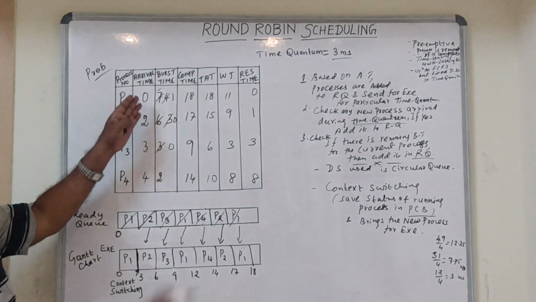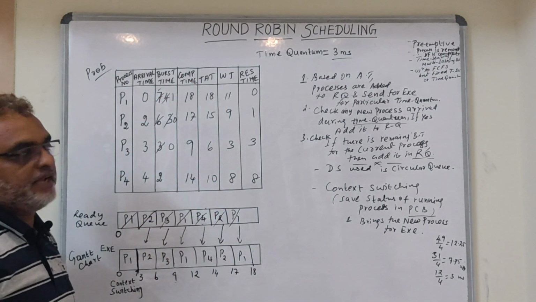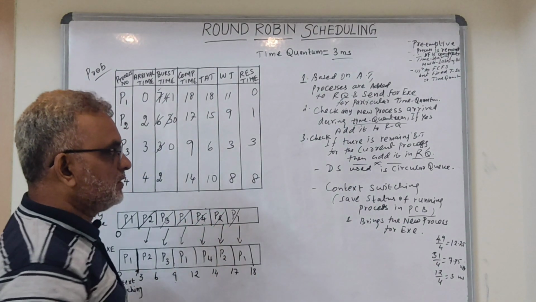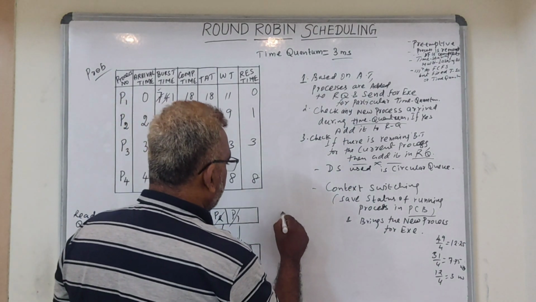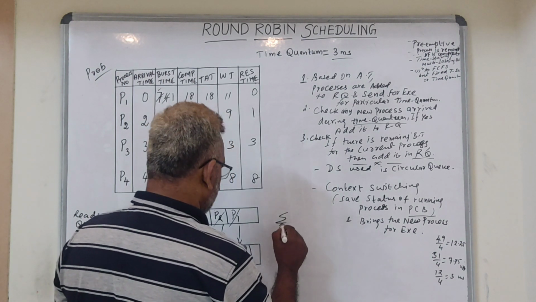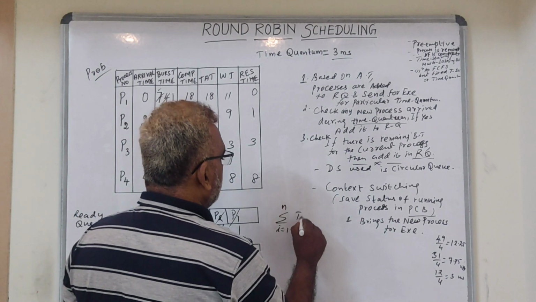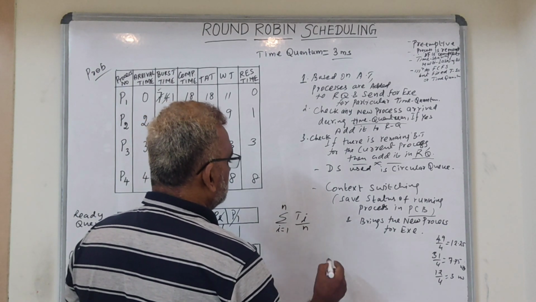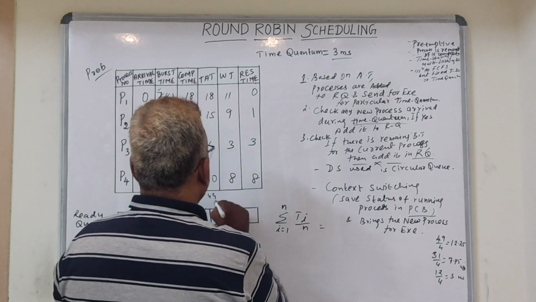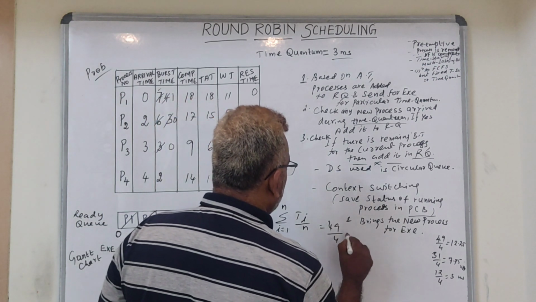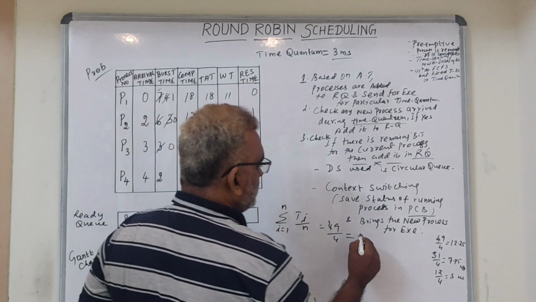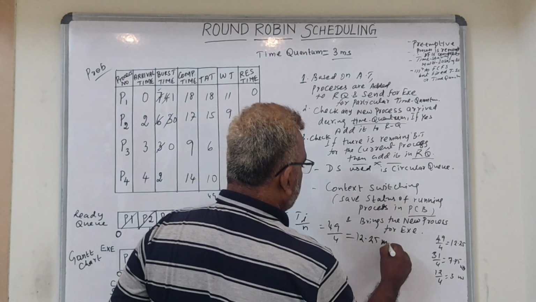So what we have been given here are the turnaround time, waiting time and response time. From these we can calculate the average turnaround time and average waiting time. The average turnaround time is the sum of Ti for i equal to 1 to n, divided by n. The total turnaround time is 49, and 49 by 4, where n is the number of processes, is 12.25 milliseconds.